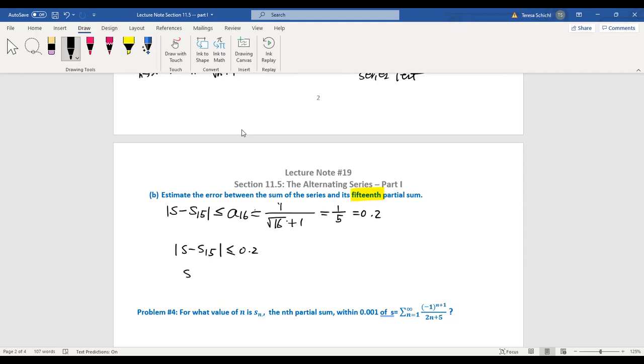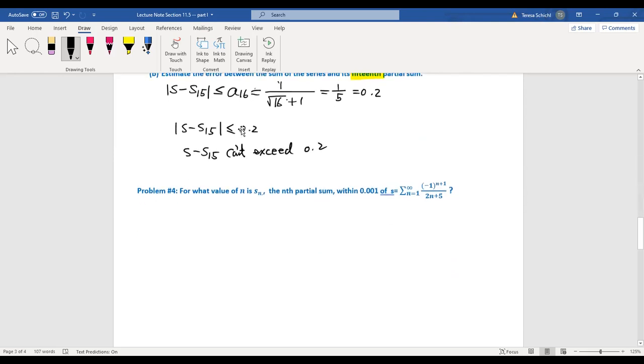So that means S minus S15 cannot exceed 0.2. That's the upper bound for the error here. All right, so now let's take a look at the next one.